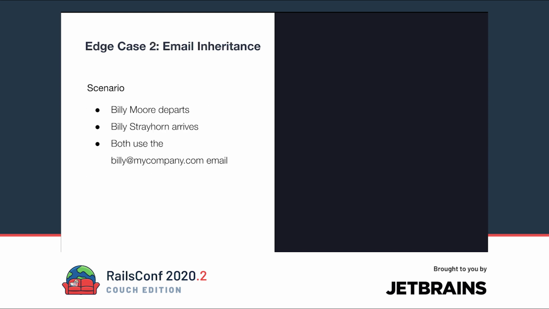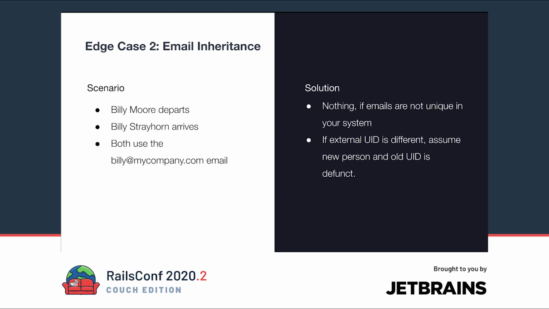On the other hand, we may see that the external UID has changed, but the email does already exist in the system. And so we have a slightly more subtle situation to think about. This happens when Billy Moore departs and Billy Strayhorn arrives and really wants to be Billy at mycompany.com. It really depends on how the external system treats email addresses.